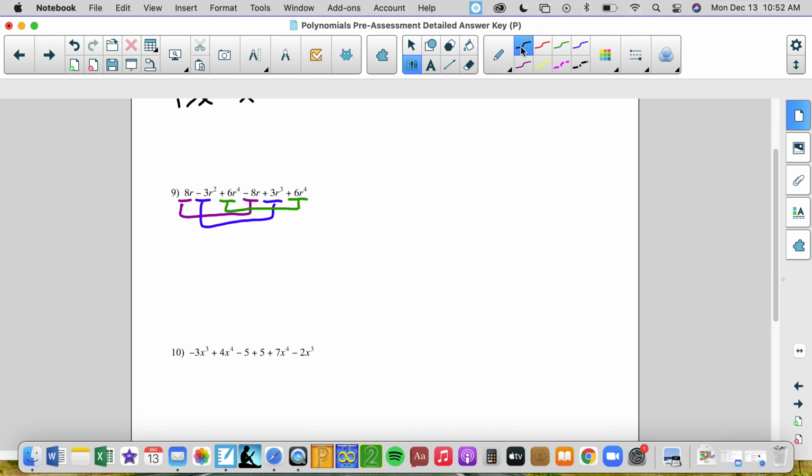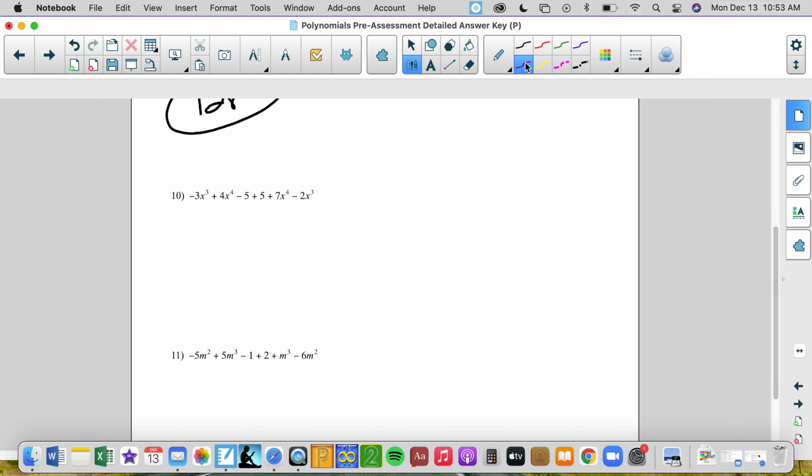So 8r and negative 8r, they cancel to make 0. They do not cancel to make r. That would leave us with 1r. And 8 and negative 8 make 0. Negative 3r squared and positive 3r squared, that also makes 0. Positive 6r to the fourth, positive 6r to the fourth makes 12r to the fourth, and that would be our answer.